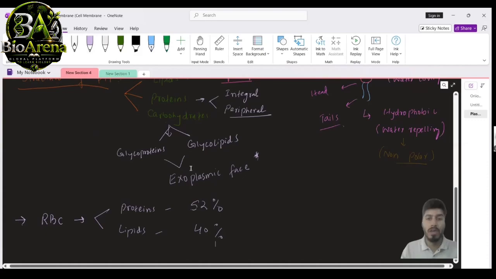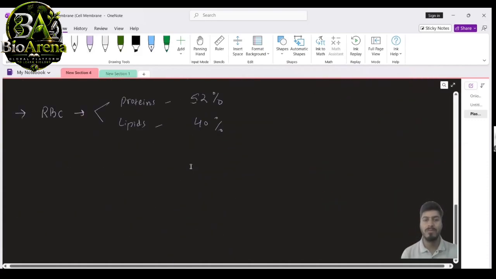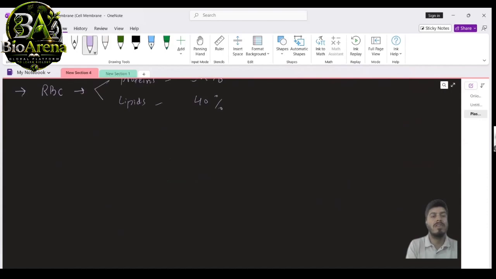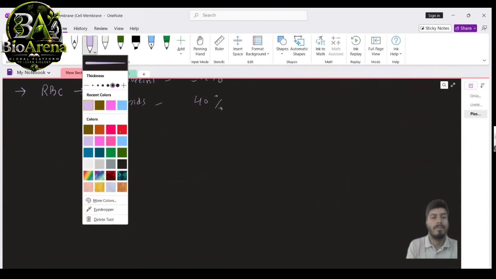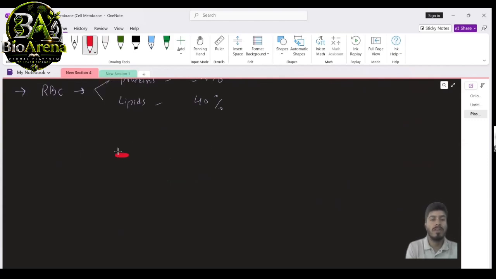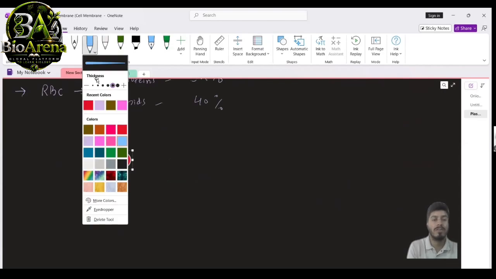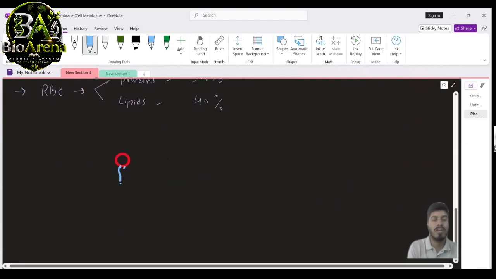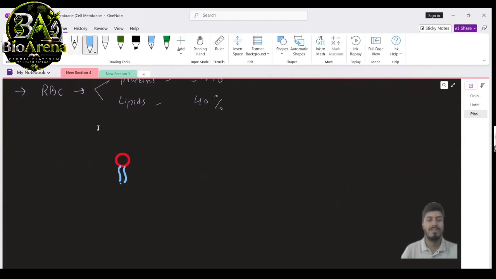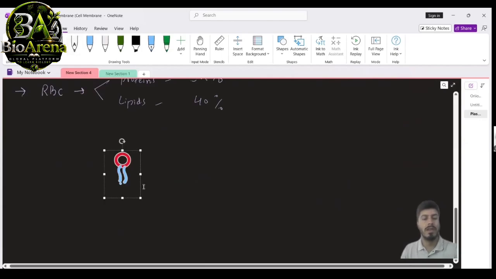Now let us talk about the exact structure of the plasma membrane. I will draw the structure here. Let's draw the lipid bilayer. The bilayer is formed by the phospholipids. So this is a phospholipid, a head and two tails. Yes, this is the structure. There are many such structures inside the plasma membrane, joined together end by end.